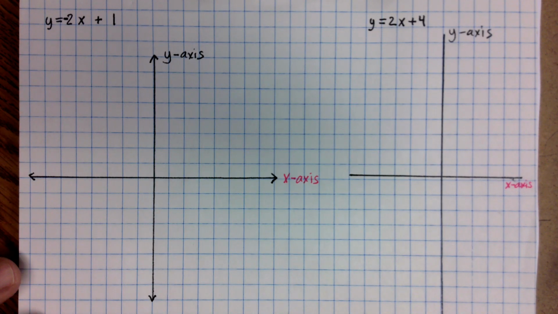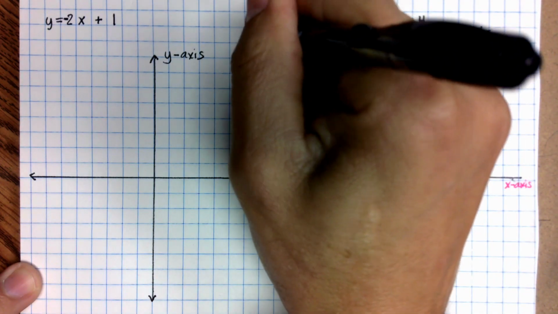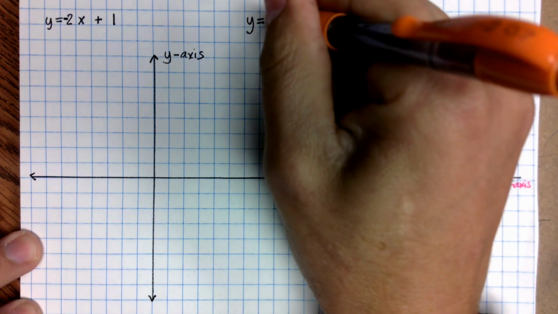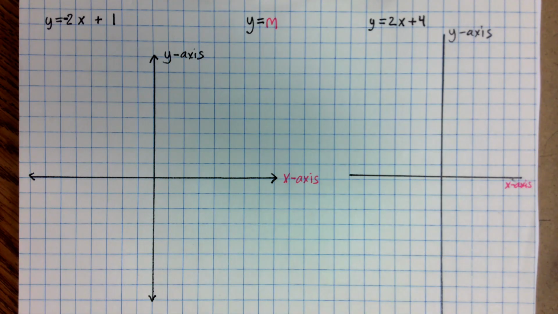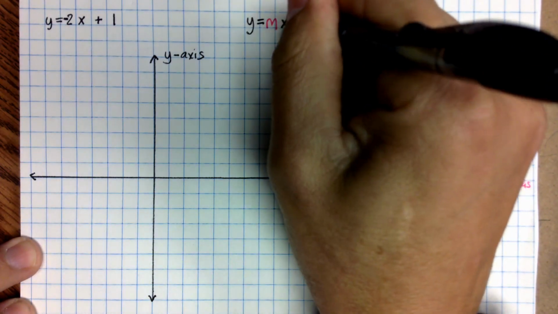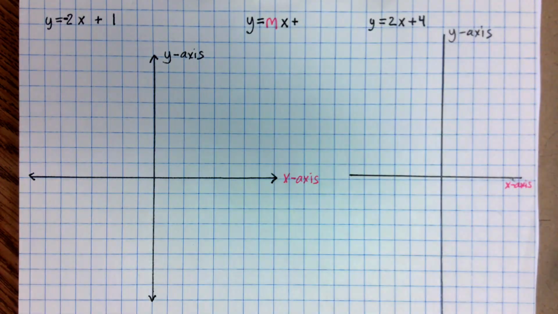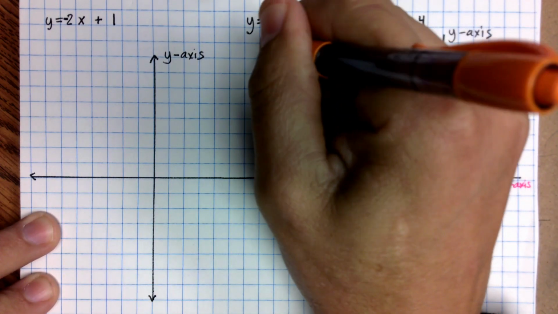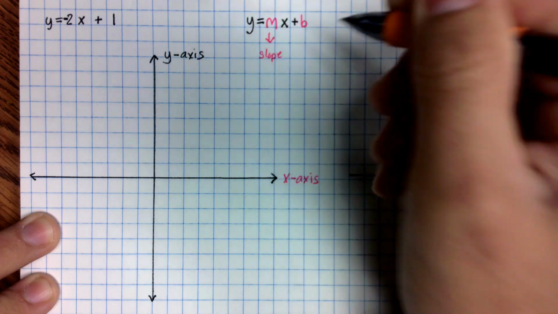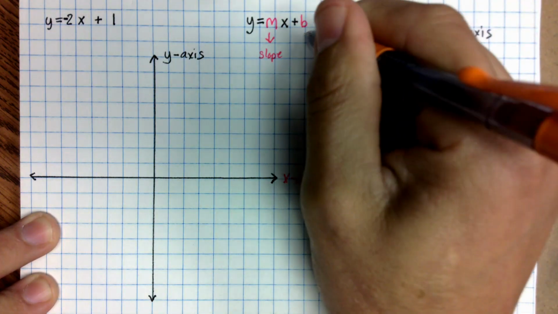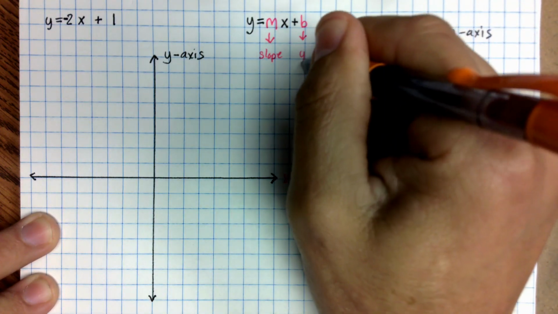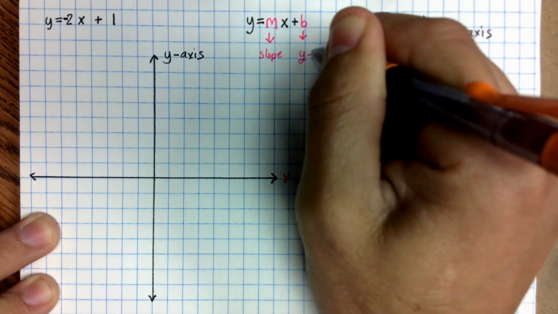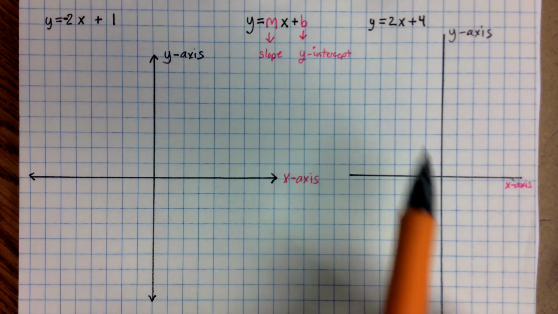The main thing that you need to remember whenever you're doing these is that when you're given an equation like this, remember this is slope-intercept form, and it's in the form of y equals mx plus b. Now m is the slope, our rate of change, and b is the y-intercept. Now this is very important because this really helps us graph these by knowing these two things.